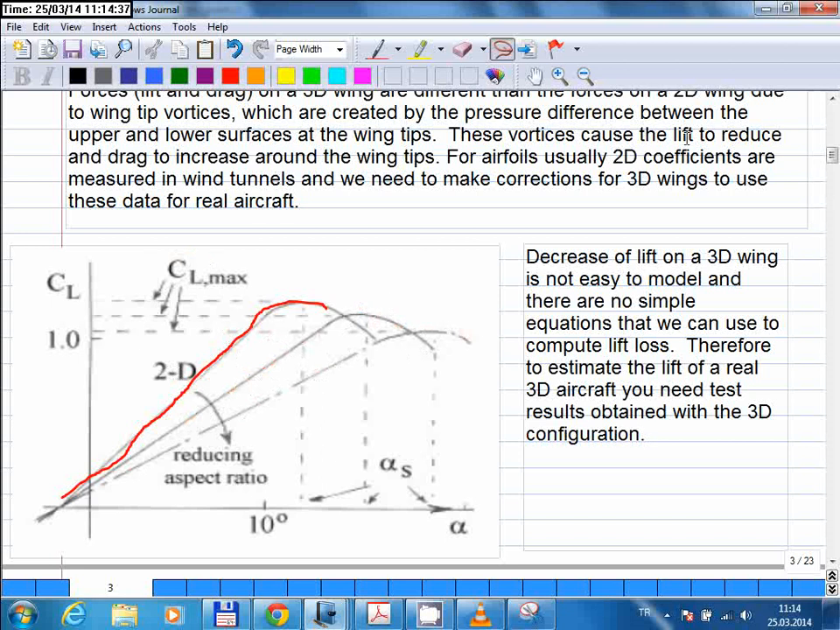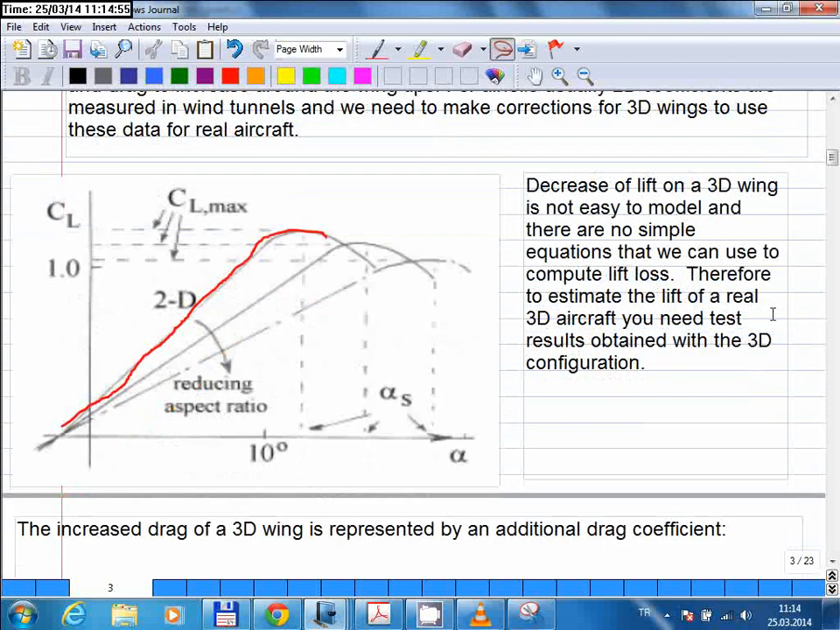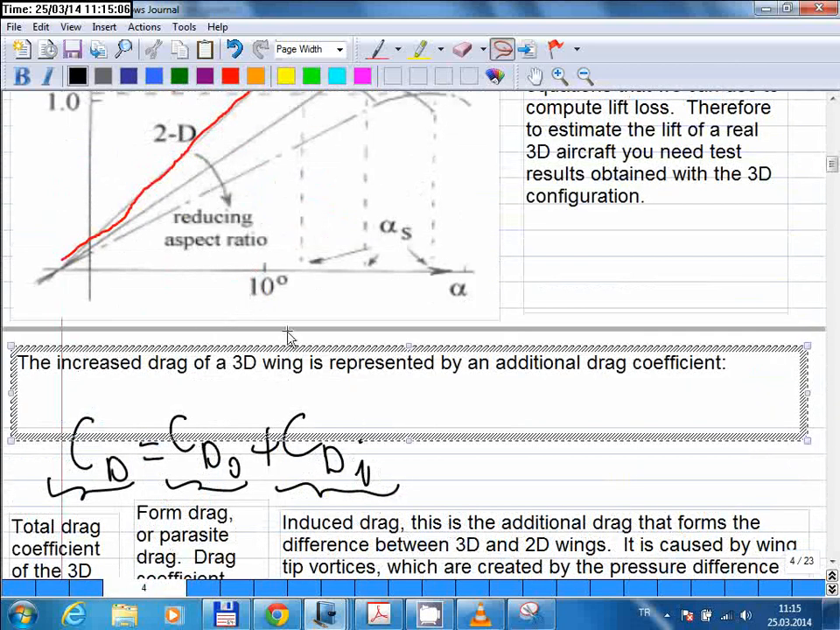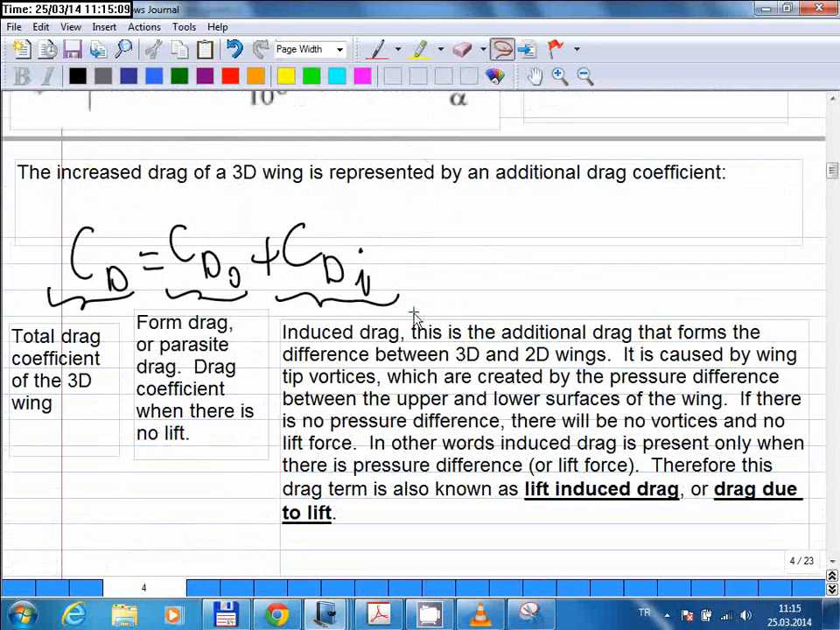So you have to put it in a wind tunnel and then see how the actual lift coefficient changes with angle of attack. So that's one change due to three-dimensional effects. The second change is the drag, and we will be talking more about that drag because it's easier to study. Okay, so this is how we study the drag of a three-dimensional aircraft.